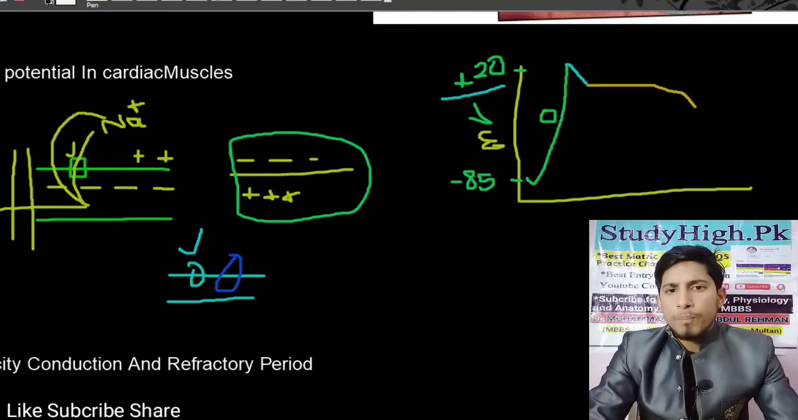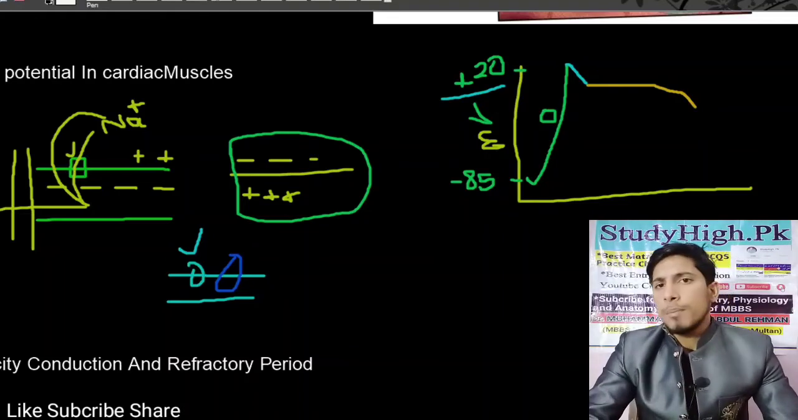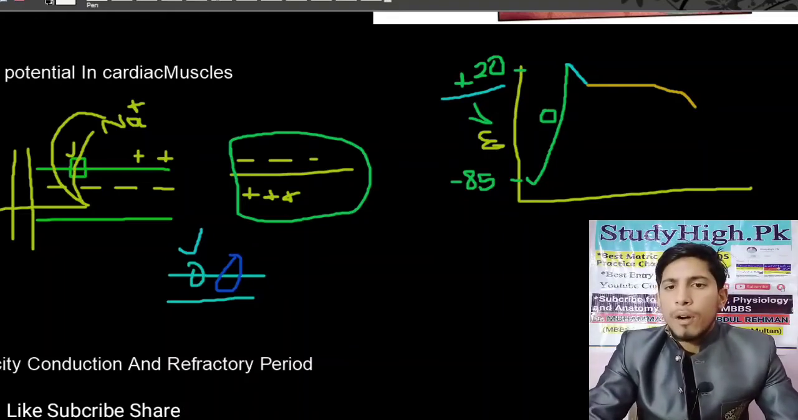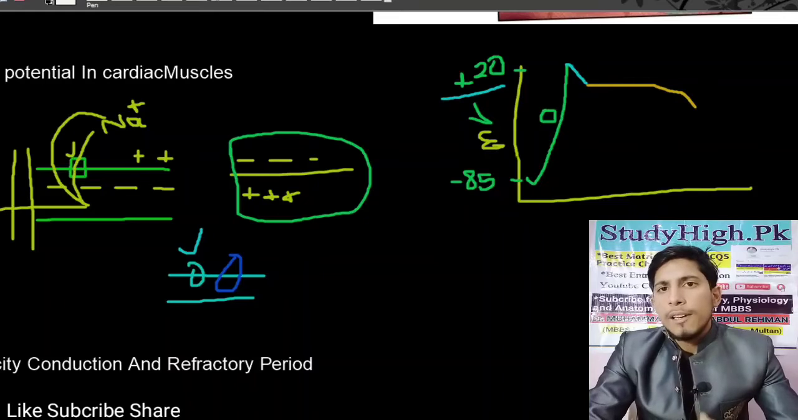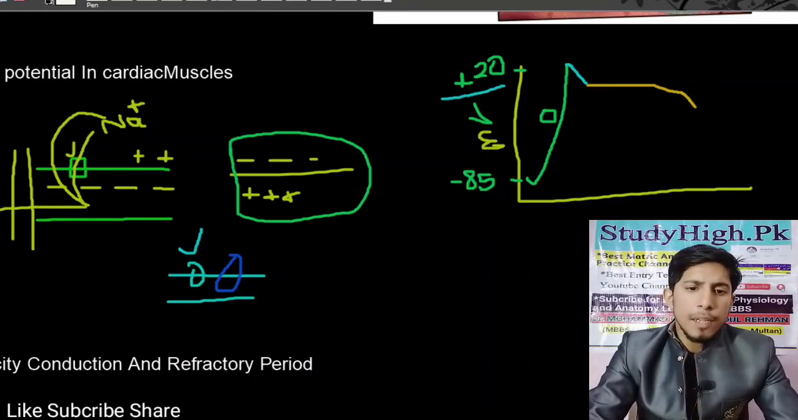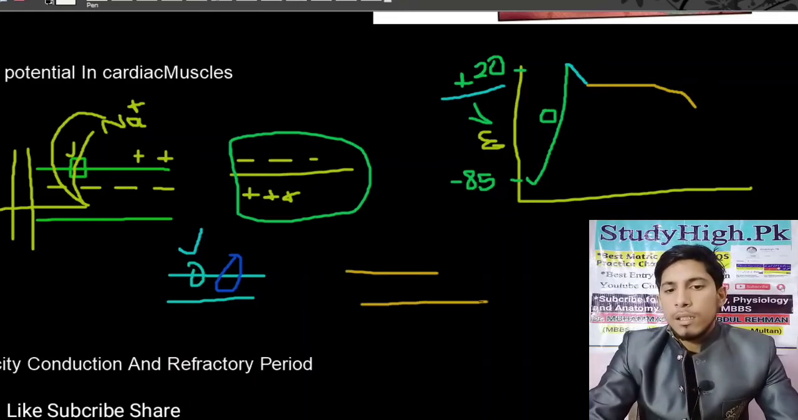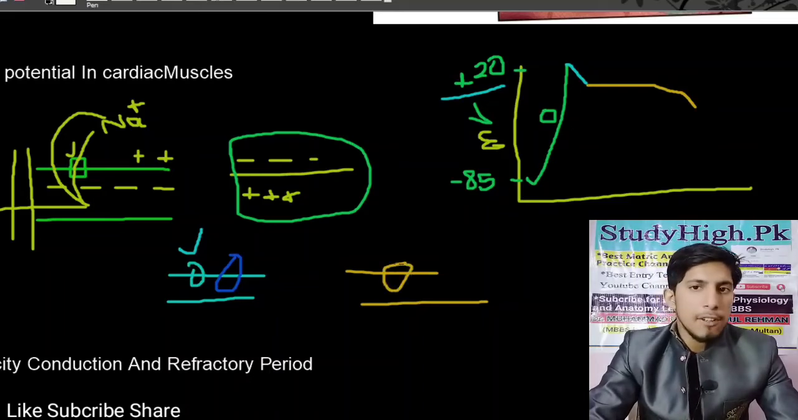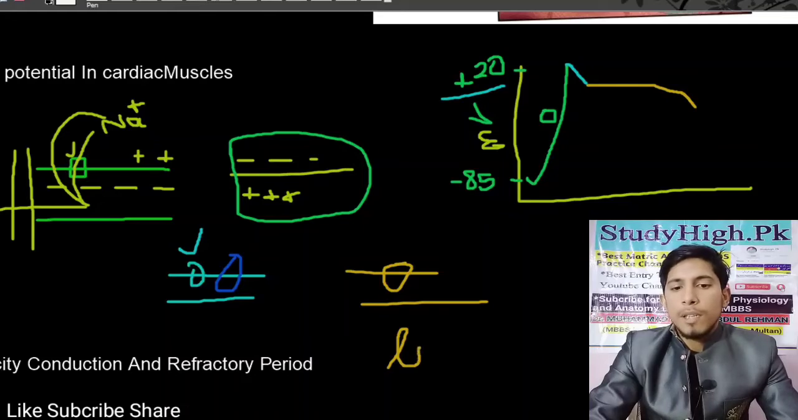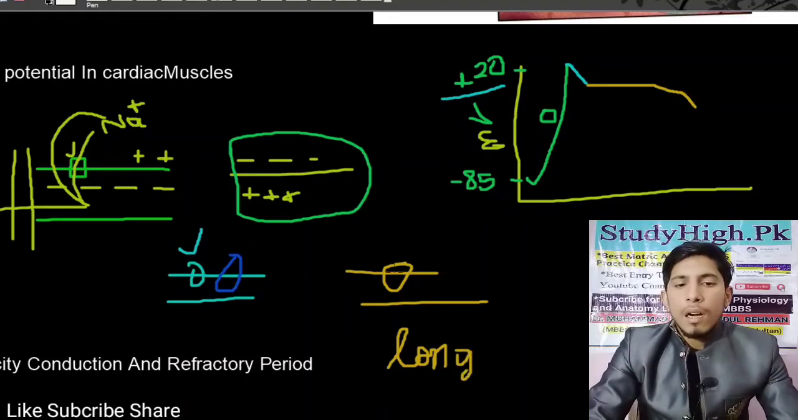This plateau is because of the calcium channels. When the rapid or fast potassium channels close, calcium channels open. Which calcium channels? In the cell membrane of cardiac muscles, there are large numbers of L-type calcium channels. L-type means long lasting. They are the slow calcium channels. So the long lasting calcium channels open. What will happen as a result? A large amount of calcium starts moving towards the inside of the cell. As a result, there is a plateau.